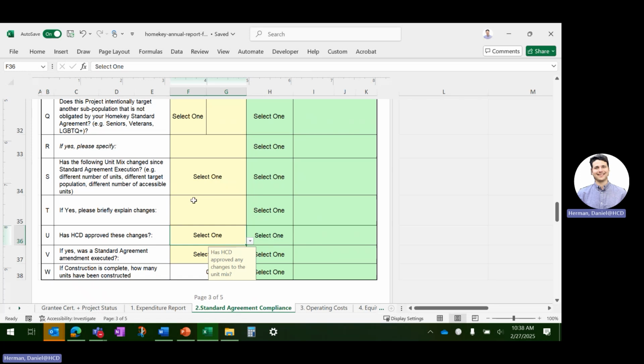So then, if you did receive a written response from HCD of approval, was a standard agreement amendment executed? If there are any substantial changes to projects, we almost always memorialize them in a standard agreement amendment. And so this helps walk us through, at what stage are we with this change if one has occurred.